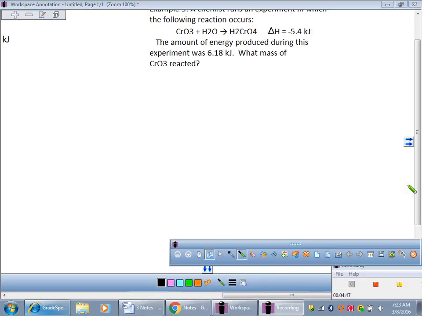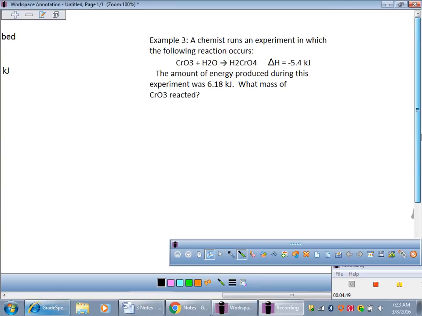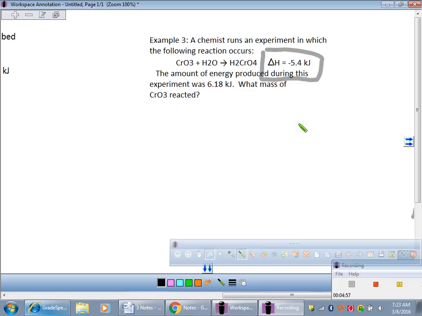All right, so here's another problem. We have this reaction here, and we are given a delta H. Every time you see a delta H, I want you to rewrite it. I want you to rewrite it because if it's delta H, it is implied that it's per mole, and I want you to be able to visually see that. So rewrite your delta H as 5.4 kilojoules per 1 mole.